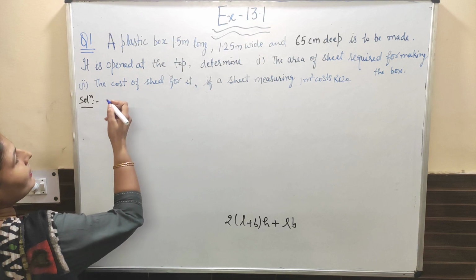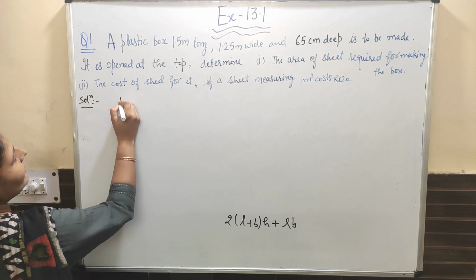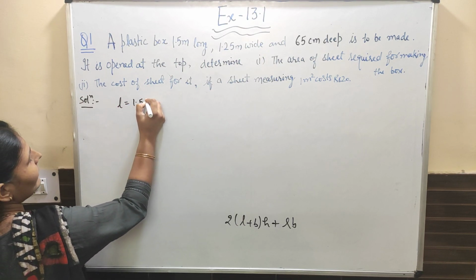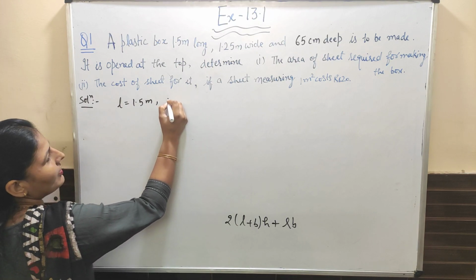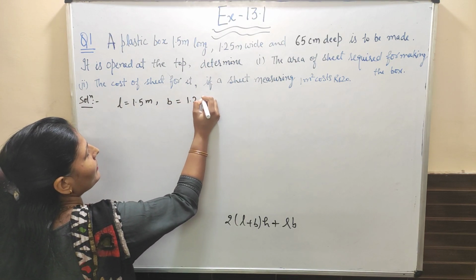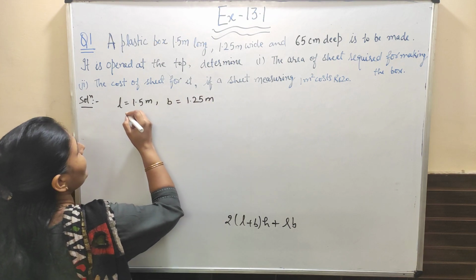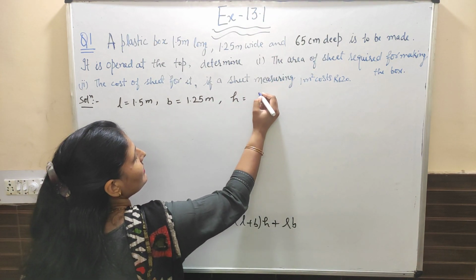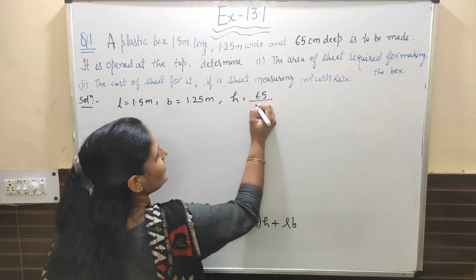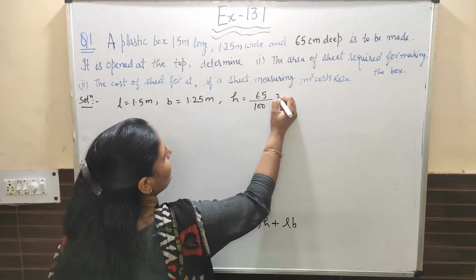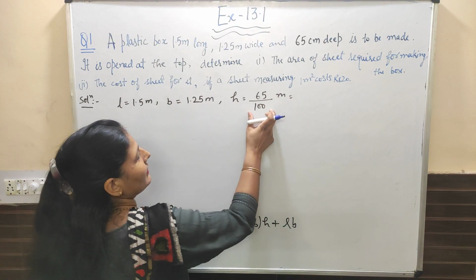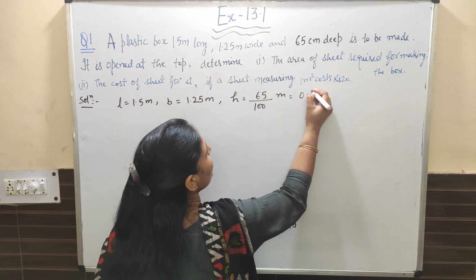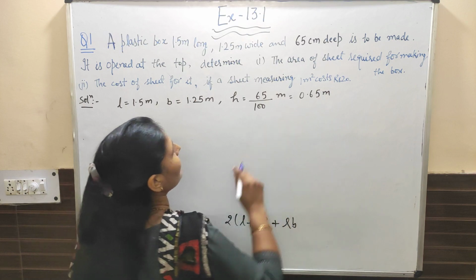Solution. Now we have given length, breadth and height of this box. B is 1.25 meter and height is 65 centimeter. Convert into meter. It means we have to divide it by 100. Then it will convert into meter. Now it will be 0.65 meter. Okay.